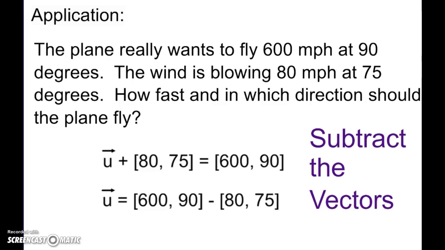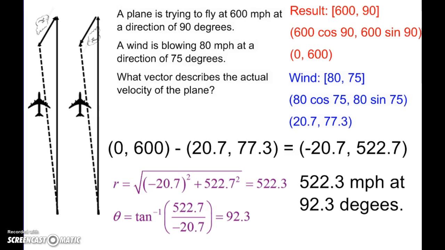Okay, so looks like we got to change the direction of the wind vector because we're going to subtract it. We change those vectors like we did in the first one and just subtract them. 522.3 miles an hour. 92.3 degrees. Yeah?